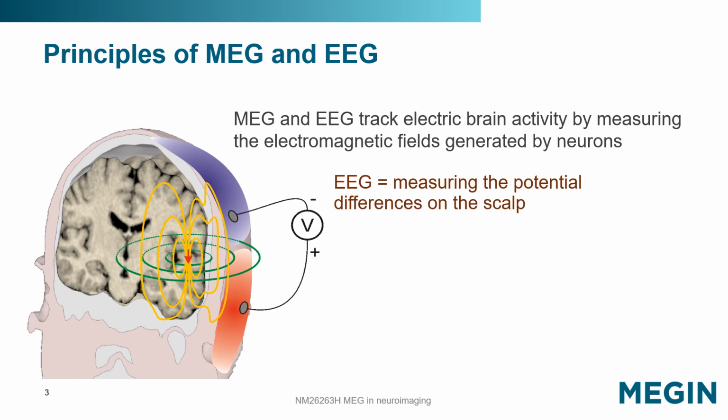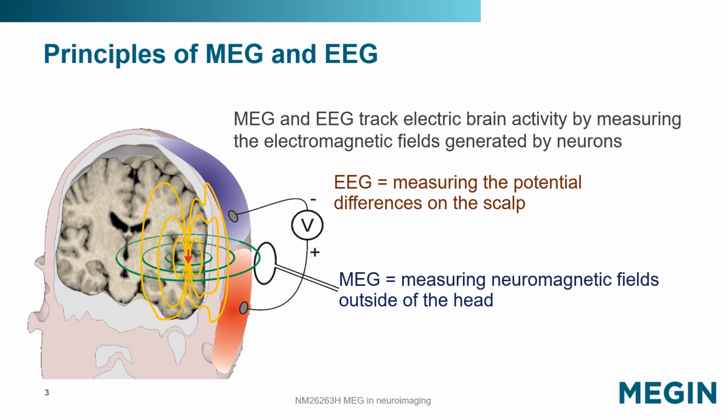EEG measures the scalp surface for changes in electric potential between pairs of electrodes which are attached to the skin. MEG measures the changes in magnetic flux, or the magnetic field passing through the sensors, which are positioned outside of the head.